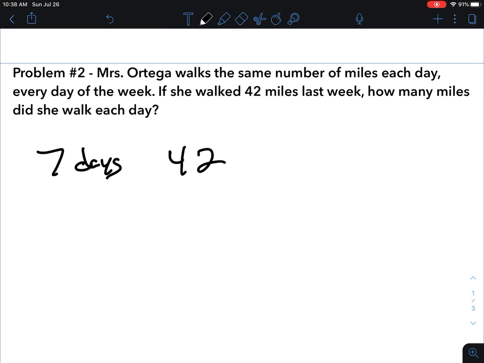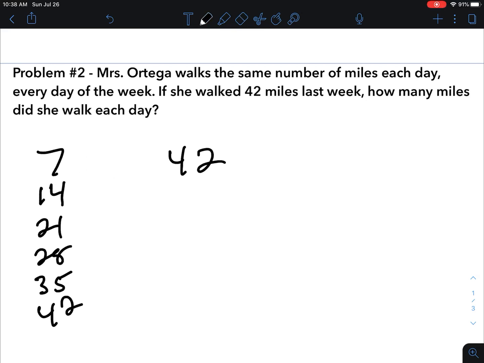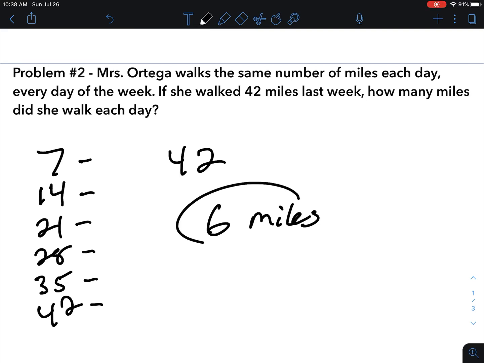But 42 miles, 7 days. So how many did you walk each day? If you can count by 7s, it makes it a lot easier. 7, 14, 21, 28, 35, 42. Ooh, it's even. There's no leftovers, no remainders. So 1, 2, 3, 4, 5, 6 7s. So that means she walked 6 miles each day.